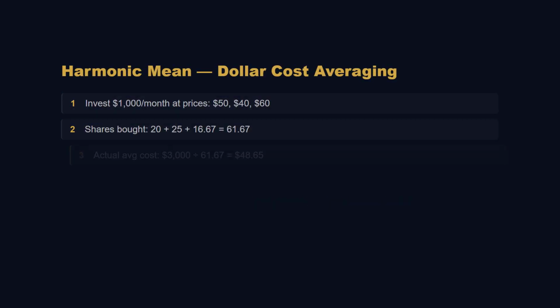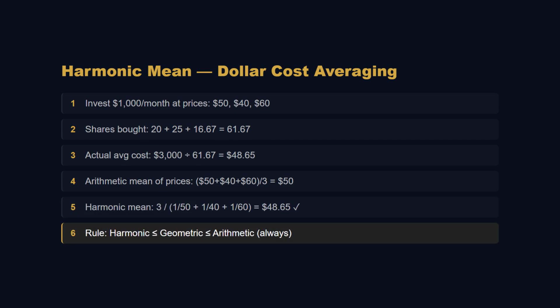You invest $1,000 per month into a stock for 3 months. Month 1, the price is $50 per share. You buy 20 shares. Month 2, the price drops to $40. You buy 25 shares. Month 3, the price rises to $60. You buy 16.67 shares. Total invested, $3,000. Total shares, 61.67. Your actual average cost per share, 3,000 divided by 61.67 equals $48.65.